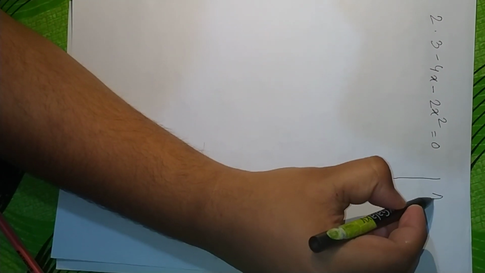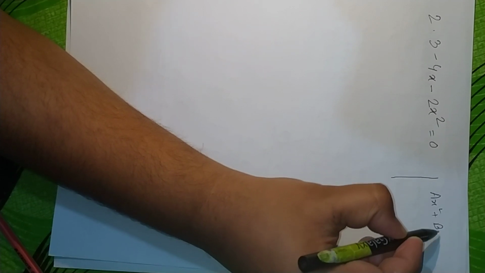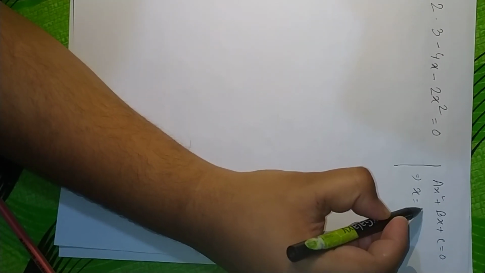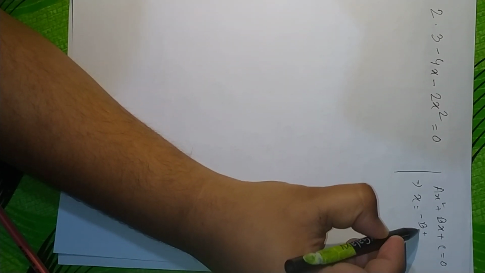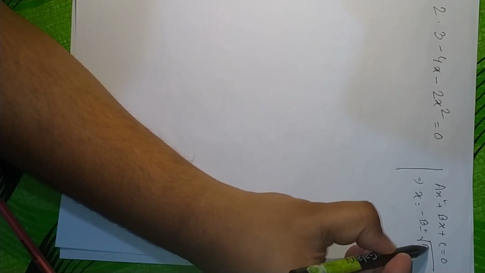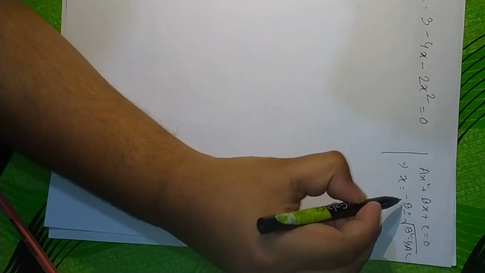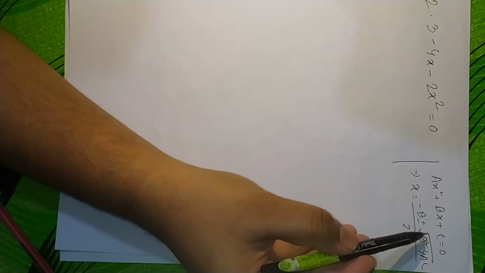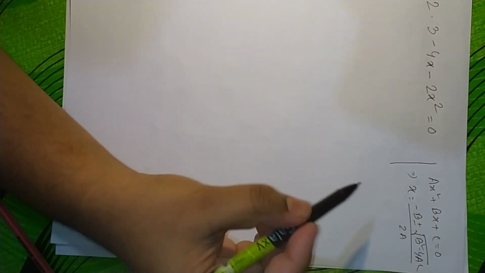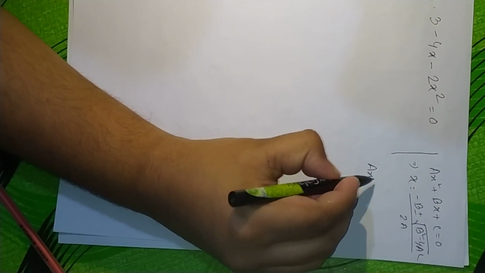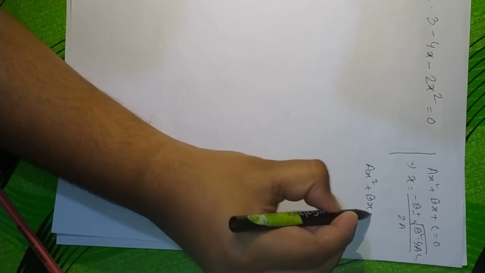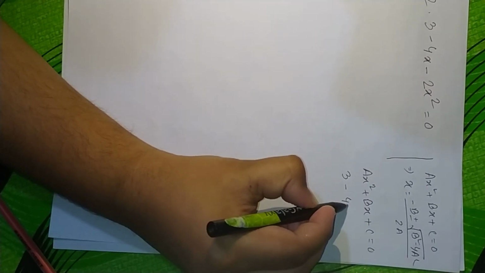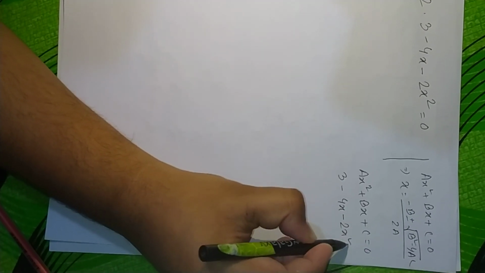And our standard equation was ax square plus bx plus c equals 0. If you already memorized it, then no need to write this. But if you struggle to memorize this, then you have to write it for better understanding. And here we have to compare this with this. If you compare this with this, then what will we get? ax square plus bx plus c equals 0, and our equation is 3 minus 4x minus 2x square equals 0.